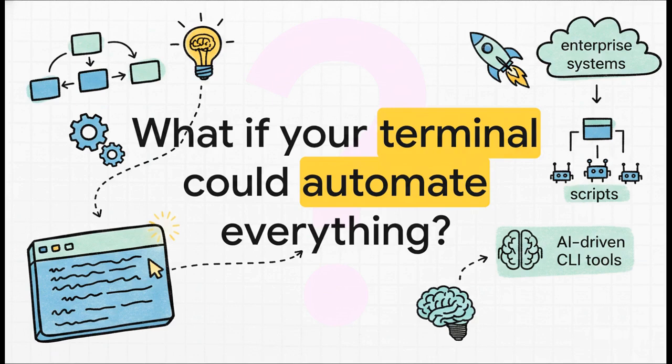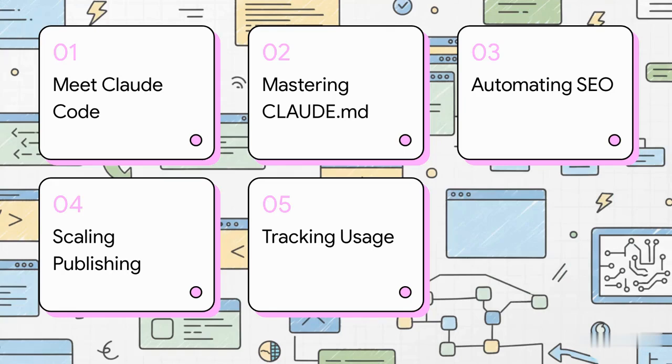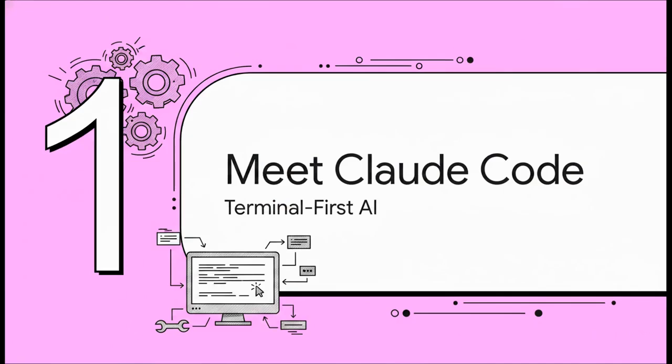Today, we're uncovering exactly how AI-driven CLI tools can scale your output from basic simple scripts all the way up to massive enterprise systems. Here is the roadmap for our explainer. We're going to meet Claude Code, master the CLAUDE.md file, dive into automating technical SEO, scale up that publishing system, and wrap up with telemetry and tracking usage. Let's jump right in. First up, Section 1, Meet Claude Code, our terminal-first AI assistant.